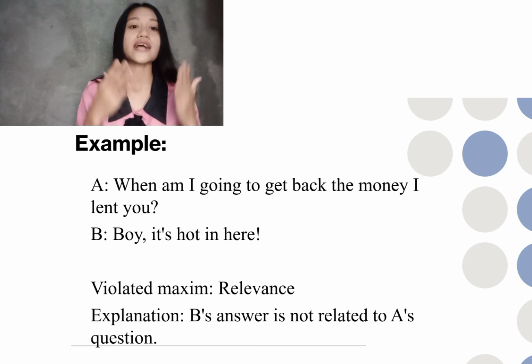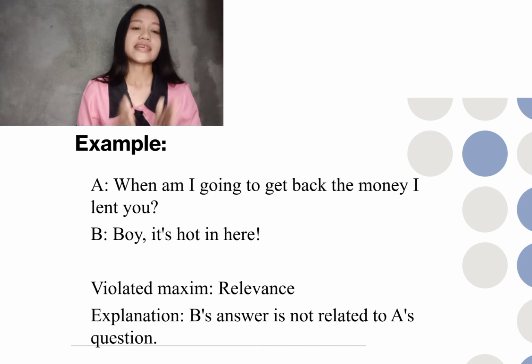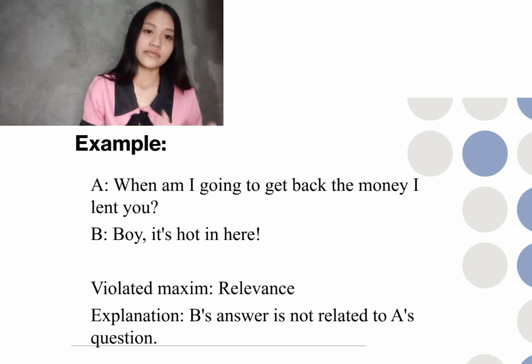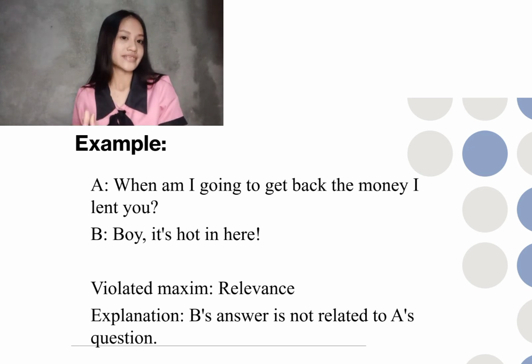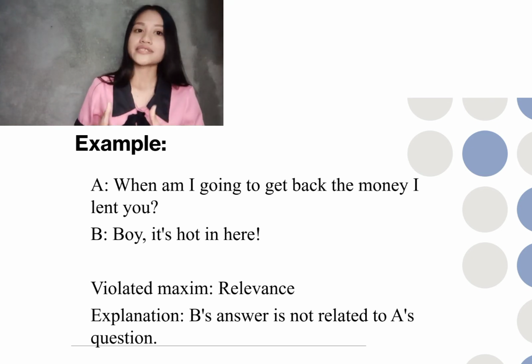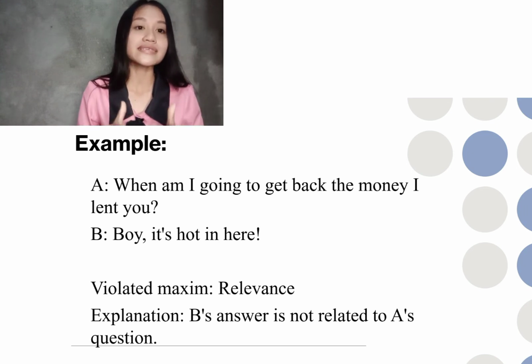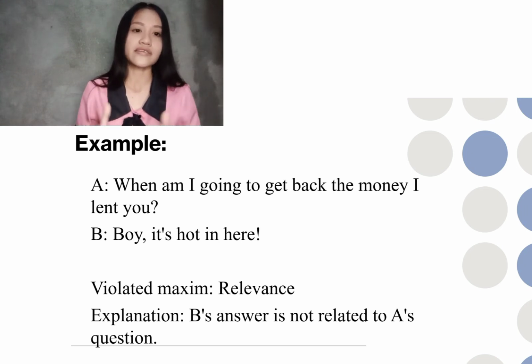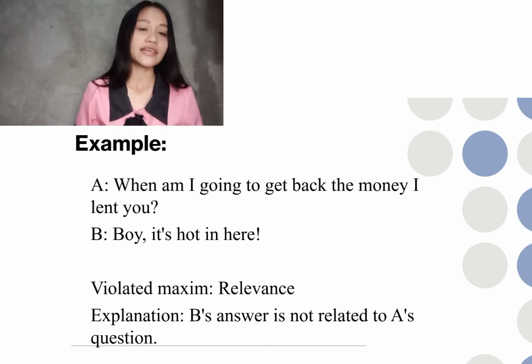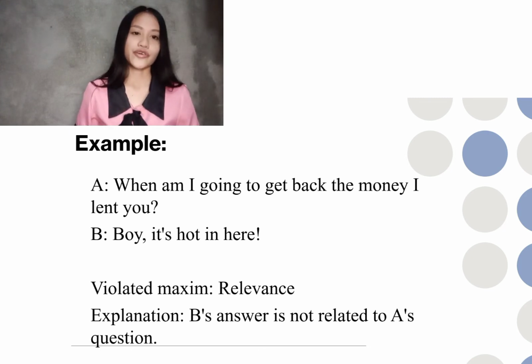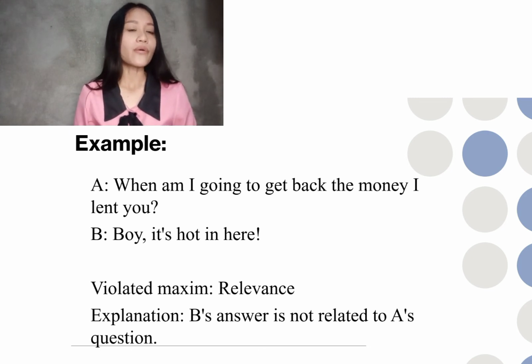As you can see, B's answer is not related to A's question, because A's question is: when am I going to get back the money I lent you? Then B said, boy, it's hot in here. So it is very unrelated to the information from A. So the violated maxim is the relevance. It is irrelevant information. So always remember to only say things that are relevant to the conversation.